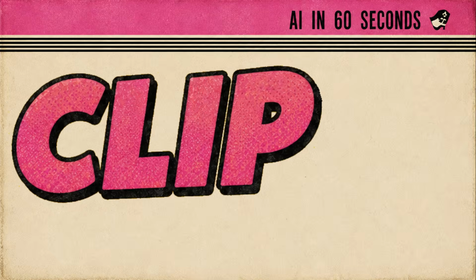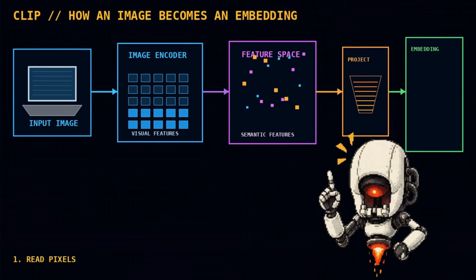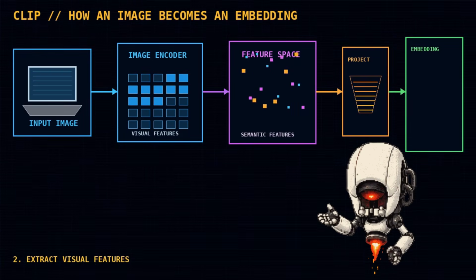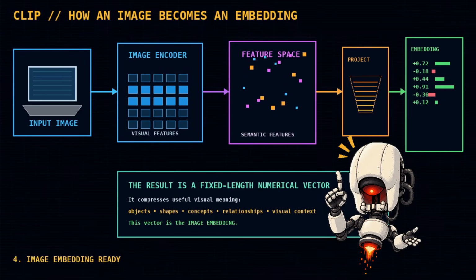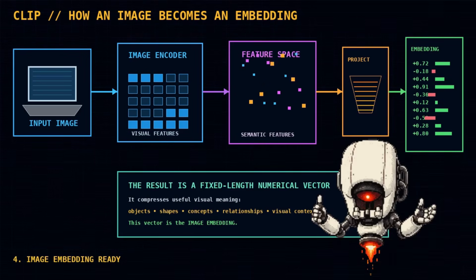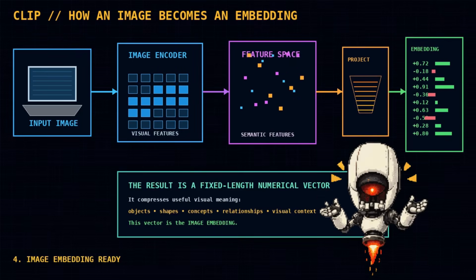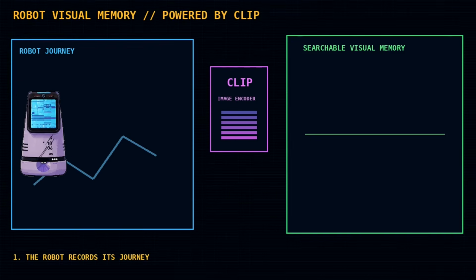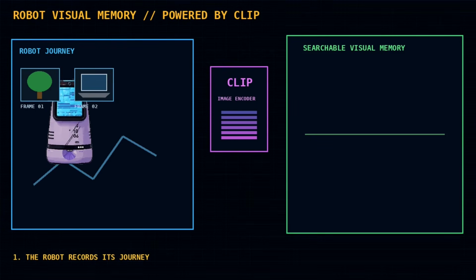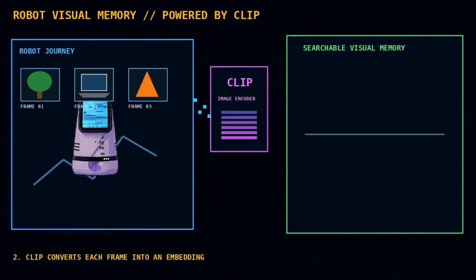CLIP is an AI model that learns to connect images and language. Instead of simply labeling an image, it transforms what it sees into a mathematical representation called an embedding. Think of it as converting the meaning of an image into numbers.